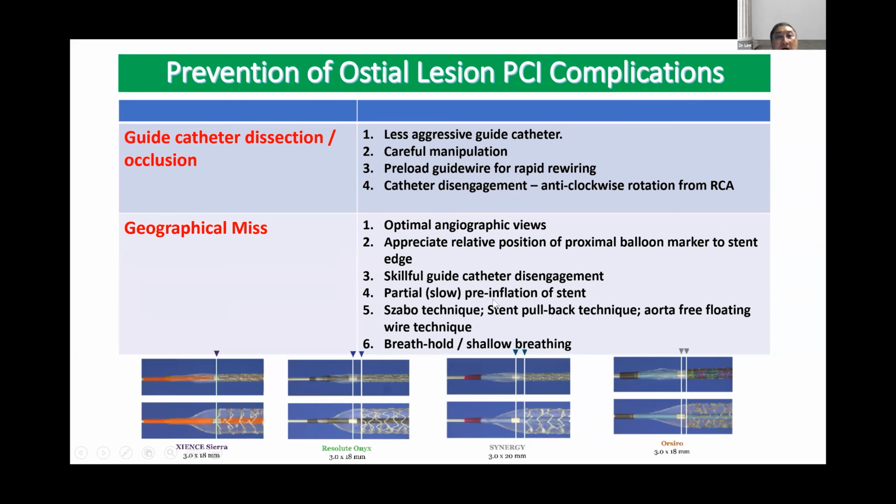Then this partial or slow pre-inflation of stent, allowing a little bit of adjustment if necessary, is another technique. This is a little bit like the TAVI procedure when implanting the S3 valve, a slow pre-inflation and then a more rapid final inflation. Then the SAMBO technique, the stent drawback or pullback technique, the aorta free floating wire technique are helpful. And if breathing causes excessive movement, some breath hold or shallow breathing might be helpful.